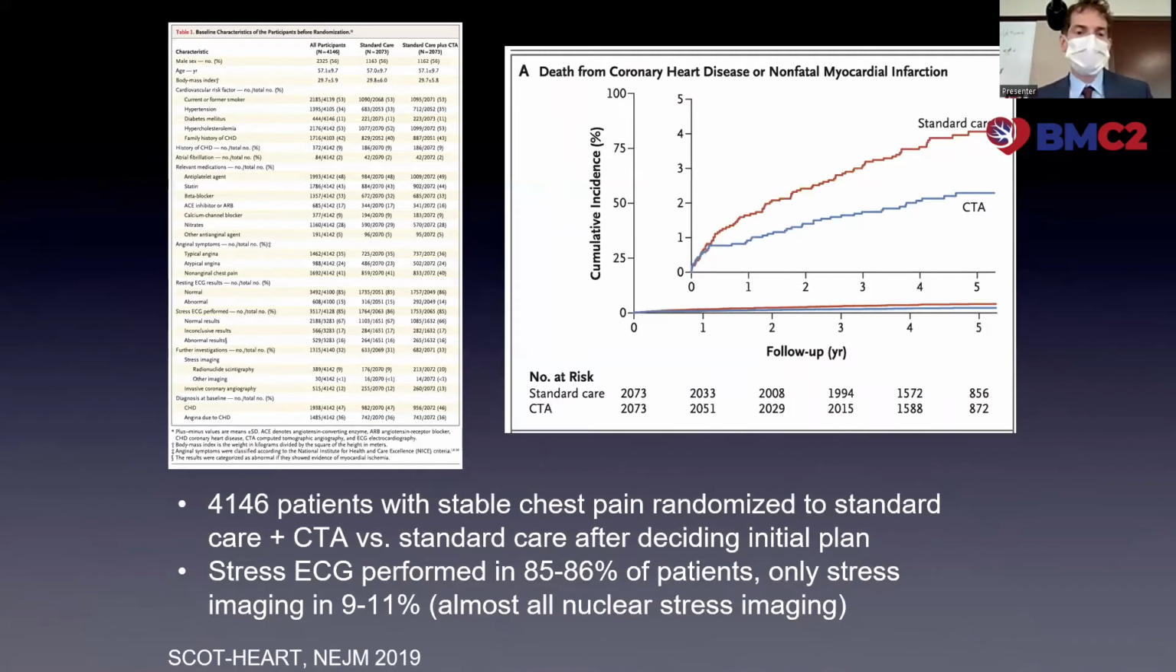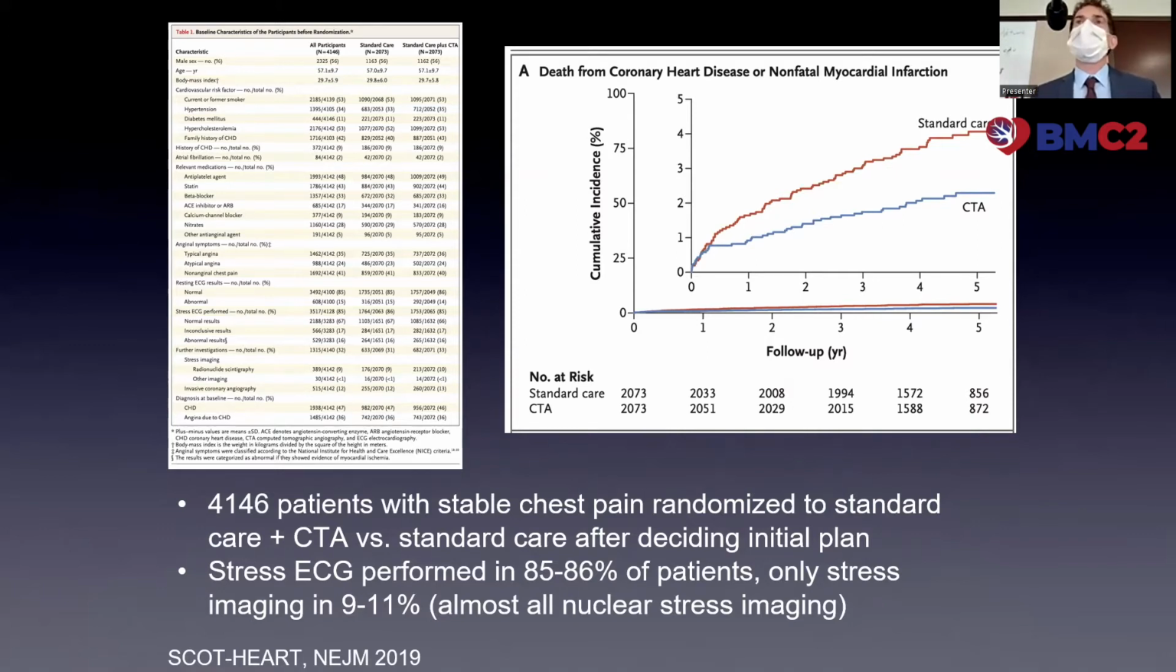Another study, the SCOT-HEART trial, came out a couple years ago. That looked at 4,000 patients with stable chest pain who were randomized to standard of care plus coronary CT versus standard of care, and they waited until you made your initial plan before they randomized patients. So basically asking, should we do the standard of care, which is what doctors would normally do, or should we order a coronary CT? And the patients that were randomized to coronary CT had much lower rates of death and non-fatal heart attacks. This sounds great for coronary CT, right? It makes it sound like, wow, you can greatly reduce bad things happening if you have a coronary CT compared to the standard of care.